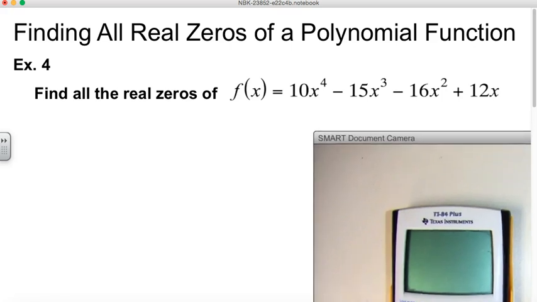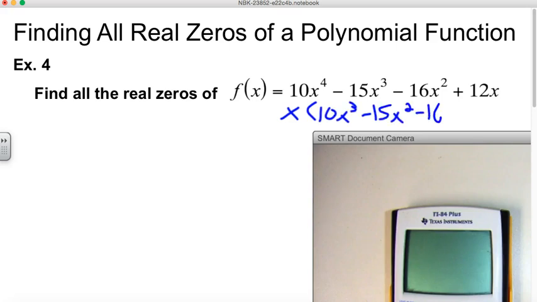Let me drop my document down a little bit, give us some room. So we take an x out, that's going to leave 10x to the third minus 15x squared minus 16x plus 12. So we factored an x out of every term. So now when we set each of these factors equal to 0, we know we're going to have x equals 0. We don't need to solve that. That's one of our zeros right off the bat. We've got 4 zeros, and we already found one of them right off the bat by factoring. So that's good. Now we can take what's left and figure out the possible rational zeros and Descartes rule of signs, use all that good stuff to help us out.